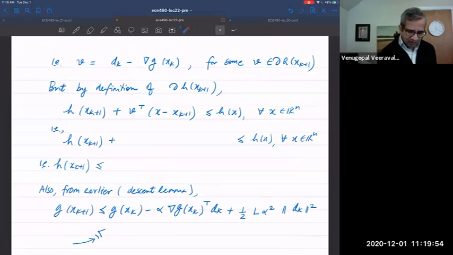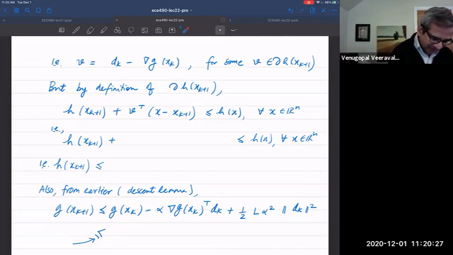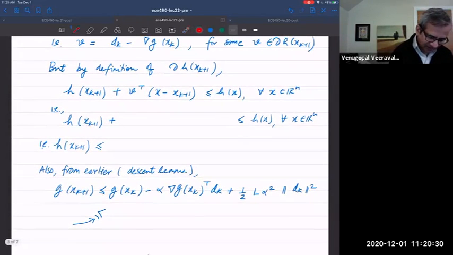Now we make use of the definition of the subdifferential. By the definition of subdifferential, we know that h of x for any x in Rn is going to be lower bounded by the first order approximation with respect to the subdifferential. That's the definition of subdifferential. So since v is one of these things that belongs to the subdifferential, or v is a subgradient, this has to hold. All right, so now we'll substitute what v is in this equation. So v is dk minus gradient of g of xk.